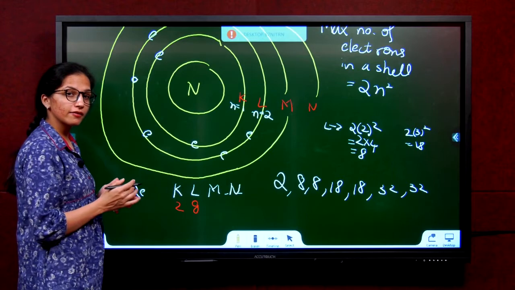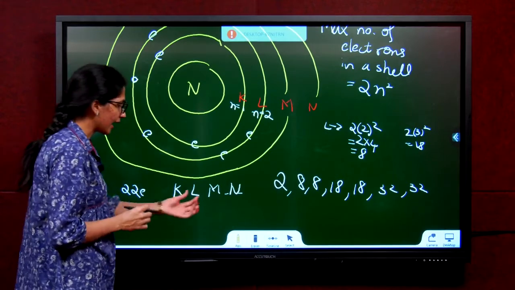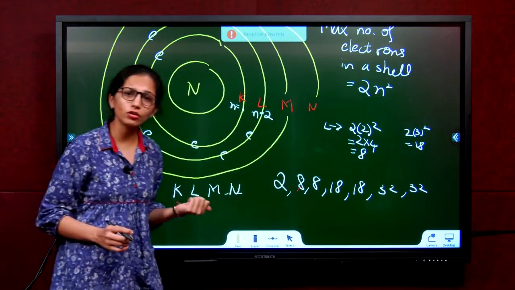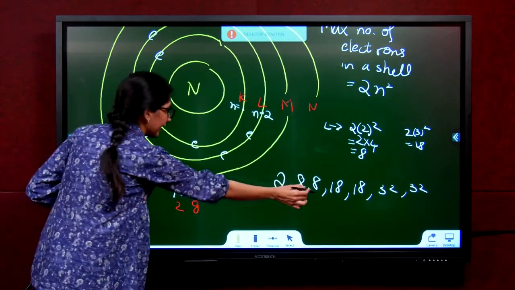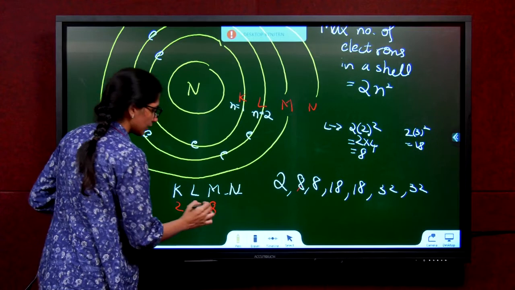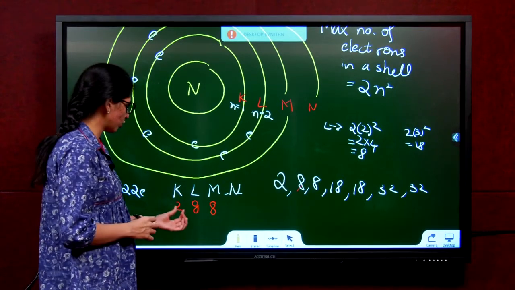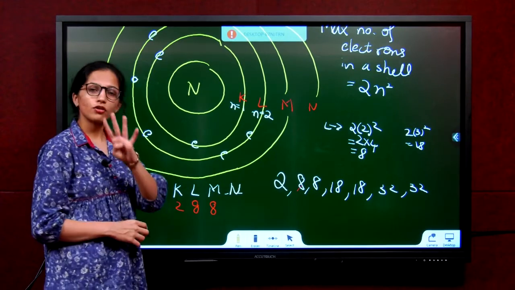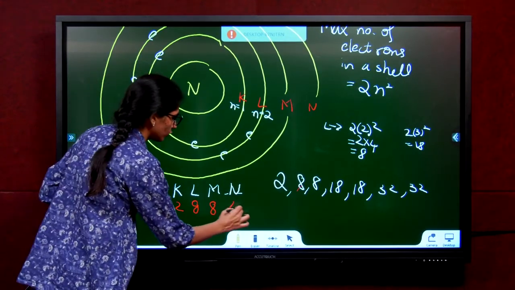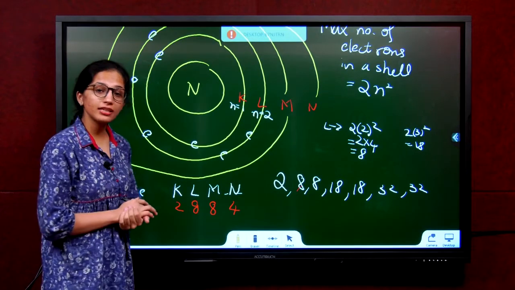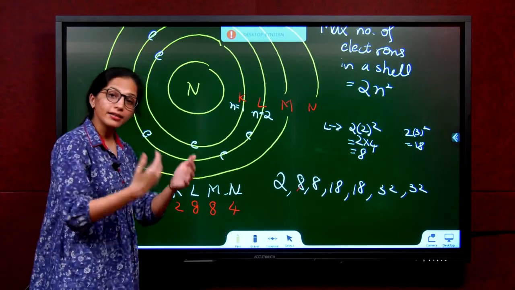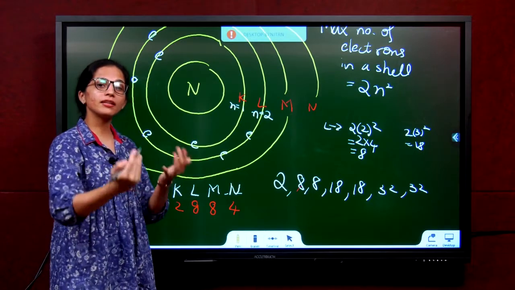Next, how much do I have? 12 left. M shell can hold 18, but will all 18 go there? No, only 8 will go. So see, 2, 8, 8, 18 electrons are already over. You have 4 more. The 4 more will go and sit here. Now the question is, why didn't all the 12 electrons go here? That is a very complicated reason that you will learn in higher classes.